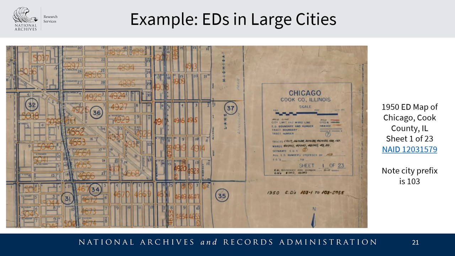Now for some examples of what we just discussed. Chicago is an example of a larger city with a distinct prefix, 103, and with a map that does not show the entire ED number. For example, in the center of the map, the EDs 4924, 4925, and 4927 are visible in orange to the right of the census tract number 36 in the blue circle, but the full ED number would be 103-4924, 103-4925, etc. The 103 prefix can be found near the map legend.